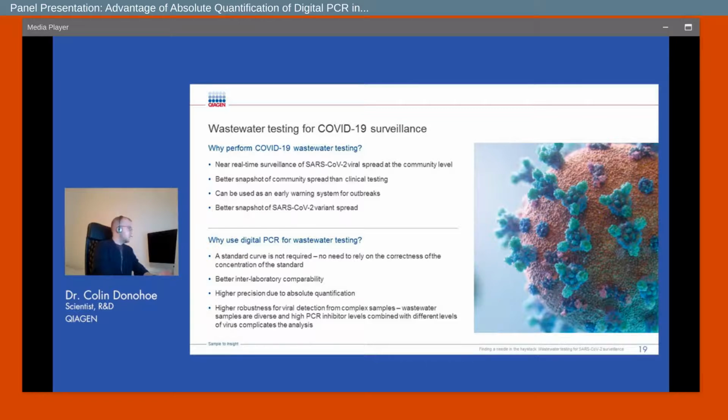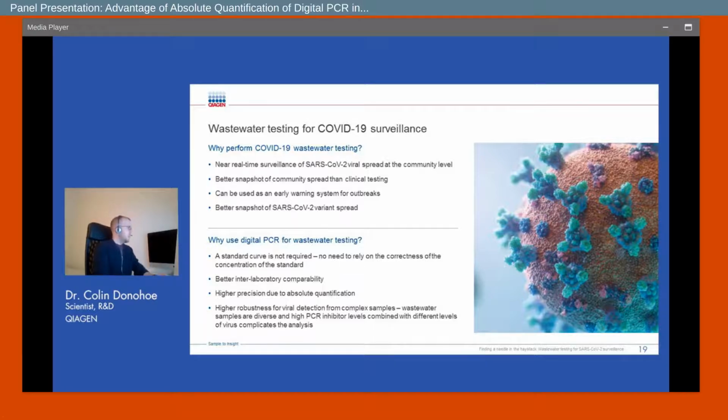And this allows researchers to get a much better snapshot of the community spread of SARS-CoV-2 when compared to looking at individual clinical samples. And this data from wastewater can be used as an early warning sign for outbreaks and allows researchers to get a snapshot of SARS-CoV-2 variant spread within a single sample. And they can relate the quantities of each variant to each other very easily.